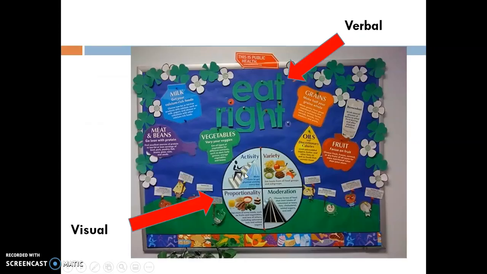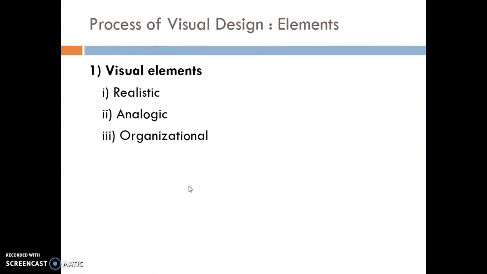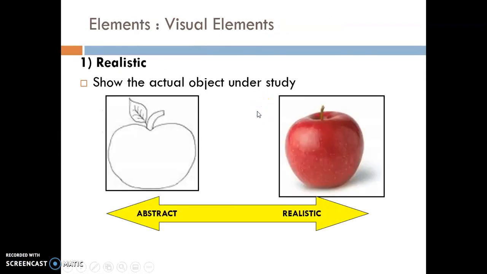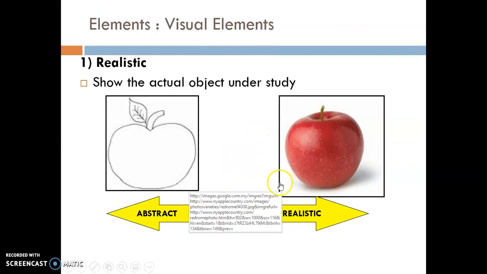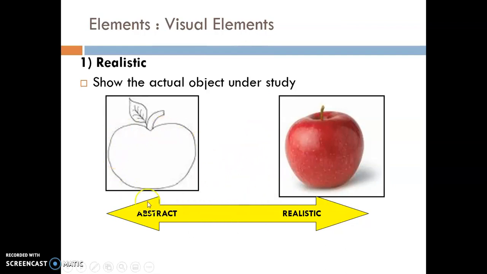Okay, and then from this picture, when we are selecting the visual or verbal element to be incorporated into a display, the type of visual selected for a particular situation depends on the learning task. This is an example of verbal, the text one, and this is an example of the visual. Visual elements consist of realistic, analogic, and also organizational. From this slide, we can see that the more realistic a visual is, the closer it is to the original. This is the abstract apple, and the realistic one is the real apple.